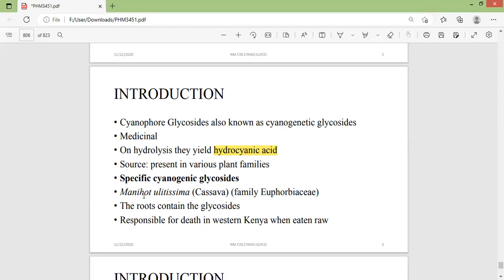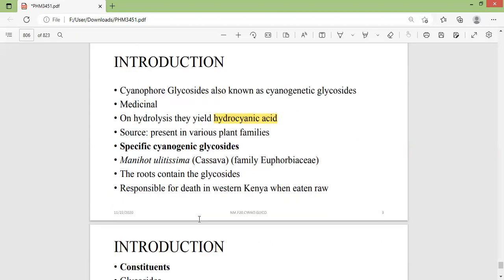So the take-home message from the cyanophore glycoside is cassava contains cyanogenic glycoside, and when eaten raw, it will cause cyanide poisoning. But when cooked, when boiled, it's inactivated or broken down.